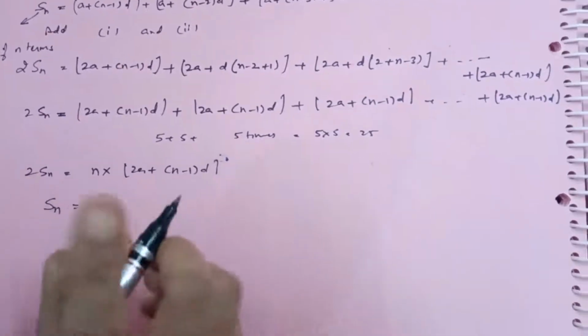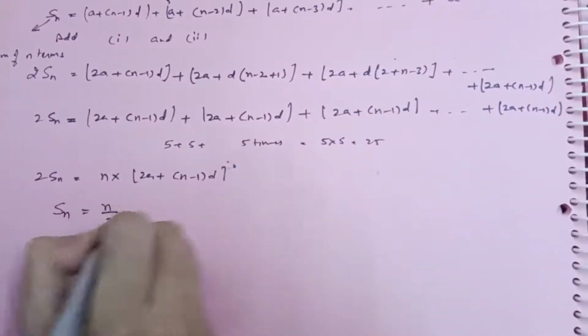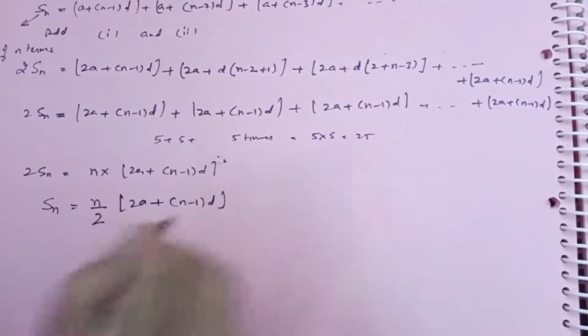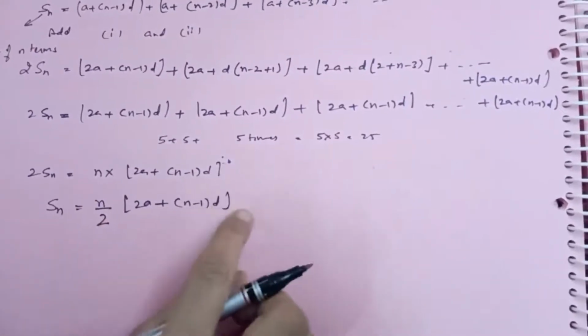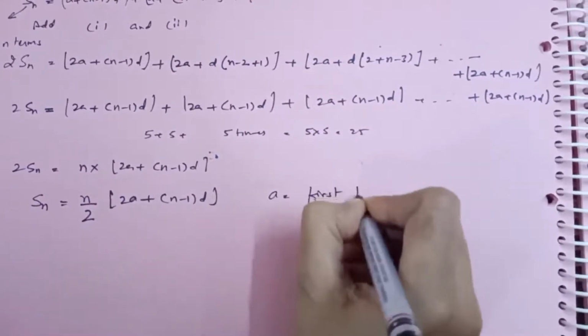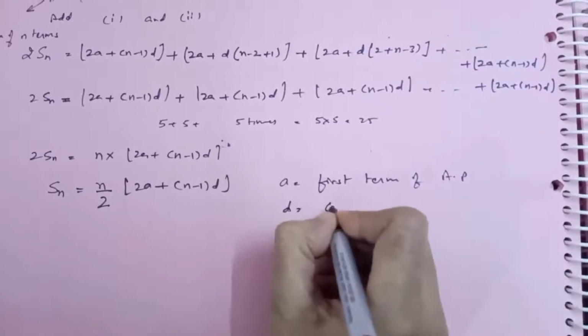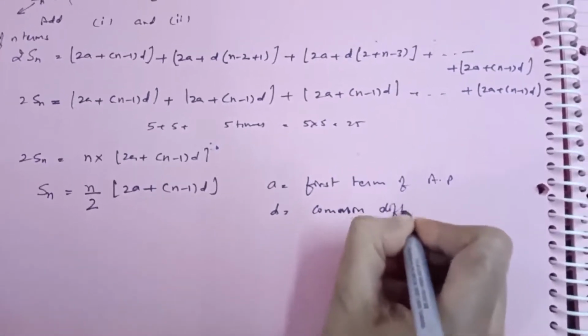You need to check it's an AP, arithmetic progression. So learn the formula: n by 2 into 2a plus n minus 1 d. This is the sum of n terms of an AP. Here a is the first term of the AP, and d is, as you all know, the common difference.